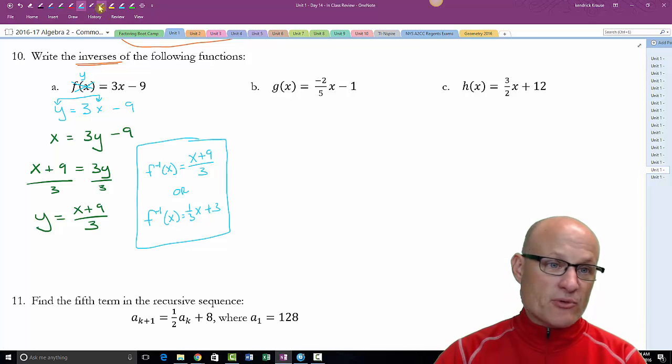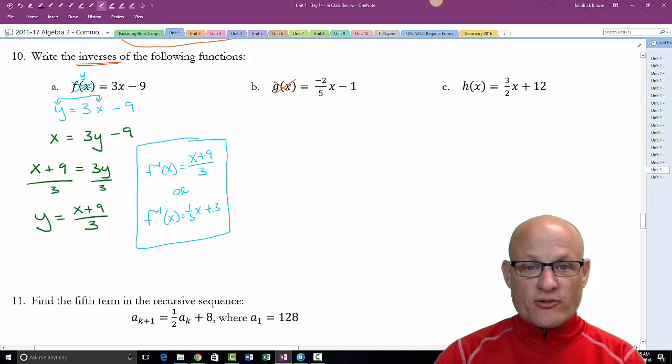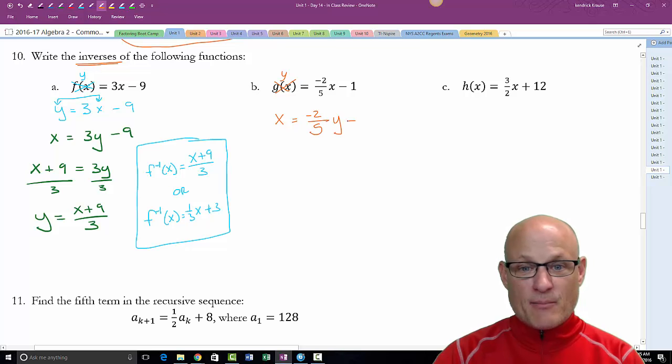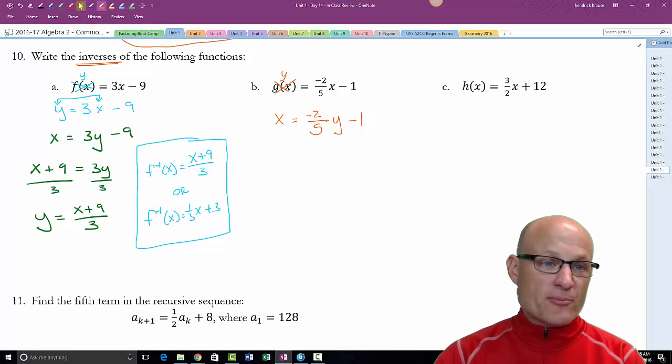All right, let's do the next one. We'll do it in different colors so we don't get confused. First of all, we're going to change this to a y, and I'll switch them. So I get x equals negative 2 over 5y minus 1. Well, here's the problem.